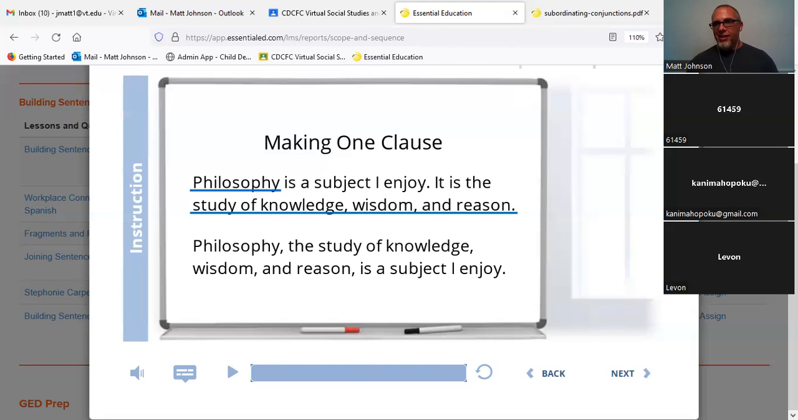Also, you have a list in there too. They made it a little complicated because they also say knowledge, wisdom, and reason, which they've separated with commas. But for the phrase itself, you need that comma at the beginning. Philosophy, comma, the study of knowledge, wisdom, and reason, comma, is a subject I enjoy.